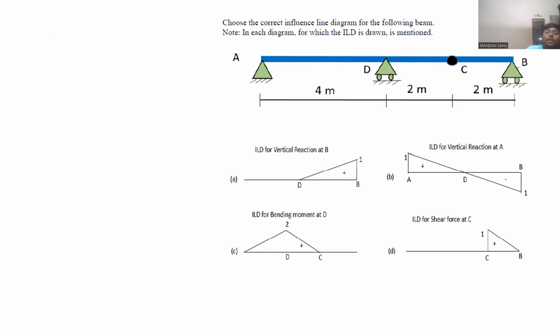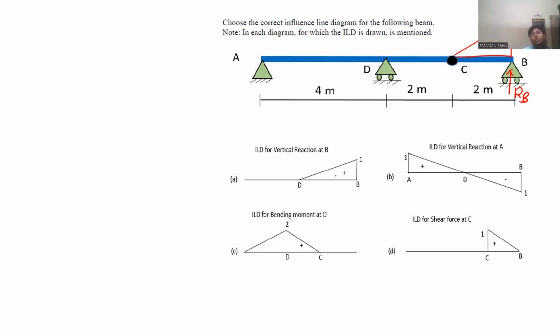from Muller-Breslau principle, what it states: remove that stress function, apply unit lift or unit rotation along the positive direction or positive sense. So when we remove this RB, reaction at B, and apply a unit lift, this will take shape like this. And this will be 1. This will be the ILD for vertical reaction at B.